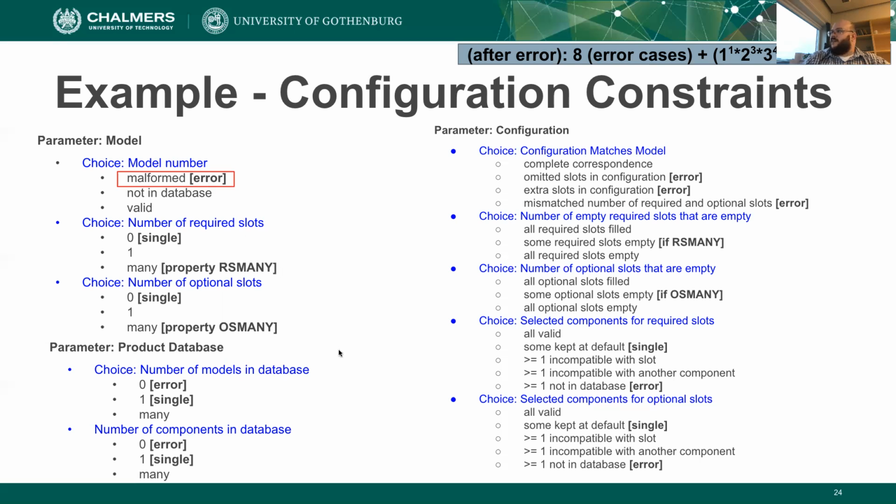In these error cases, we have some other ones here, right? So we have an error if we have 0 models in the database. If we have 0 components in the database, that's an error. If we've left slots out of the configuration that should be there for that model or put extra slots in, those are errors. Or if there's a mismatched number of slots, that's an error. If we've selected components that aren't in the database for either required or optional slots, those are errors, right? So we have 8 error cases. So we're going to write 8 test cases to capture those, and that's it.